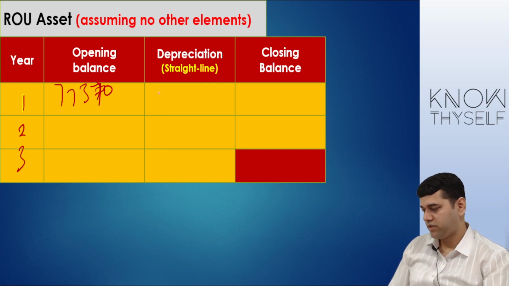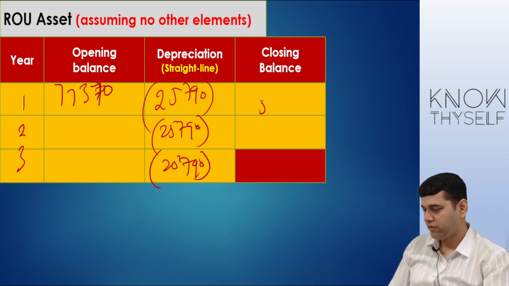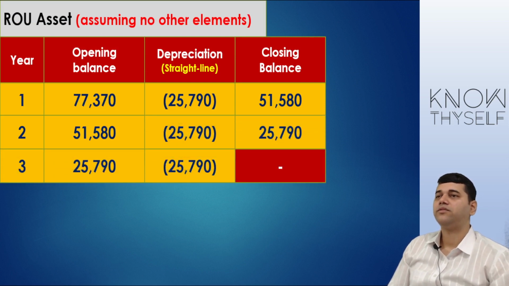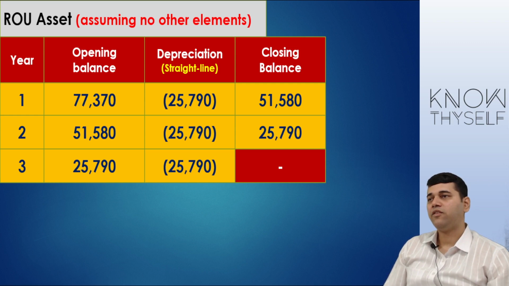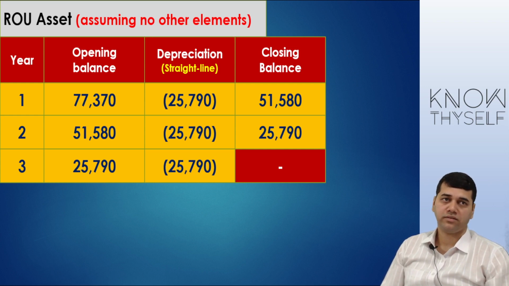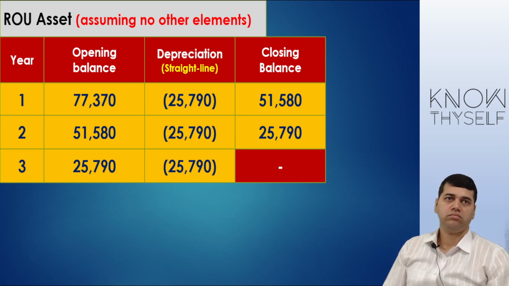So how much is the depreciation for the first year? 25,790 for 3 years, right? So you get a closing balance of 51,580, then 25,790, and nil. The closing balance at the end of the third year is nil. So you initially measure, initially pass an accounting entry, and at the end of every year you measure your ROU asset and your lease liability in two different ways. Is there any remeasurement happening at any point of time? No. Lease liability has not changed, so I'll leave it, not bothered about it.